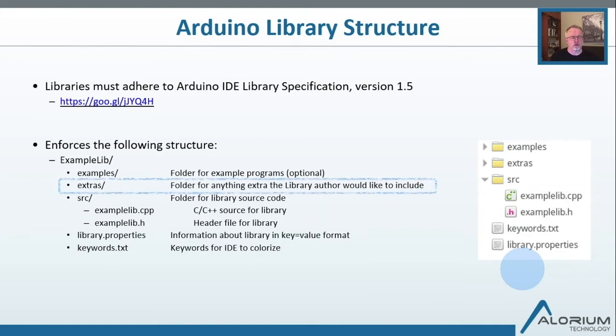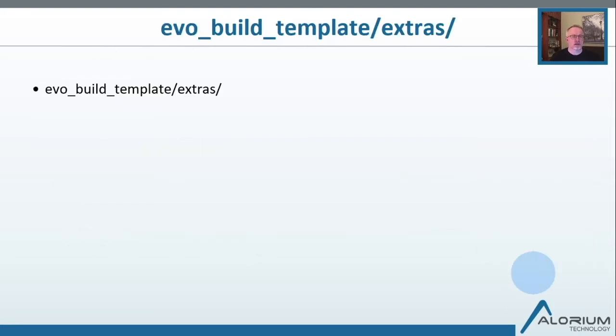Now, what we are going to do is use the extras directory, which is kind of a catch-all extra directory within the structure where you can put anything you like. And what we like to put in there is our OpenEvo stuff. Now let's take a look at what's in our EvoBuild template extras directory.